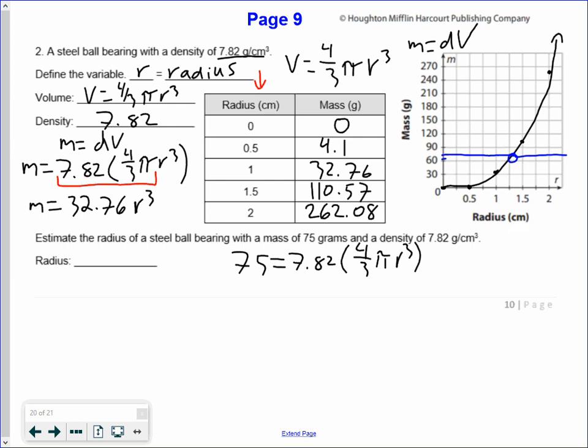They intersect at about 1.2, 1.3, 1.4, something like that. Well, not 1.2 actually, because it's after that halfway line between 1 and 1.5. But let's just say it's about 1.3. It's a pretty good estimate, about 1.3. So that's our answer.